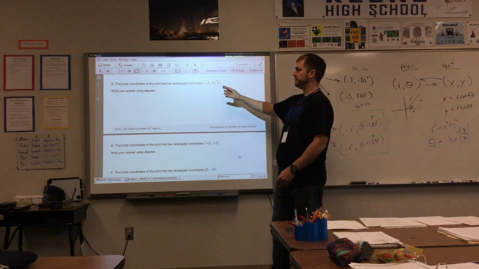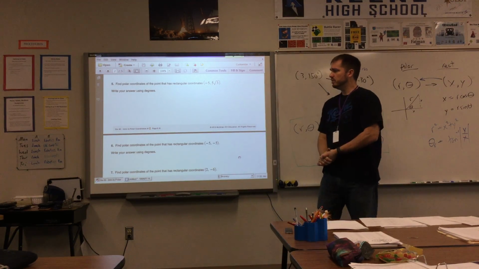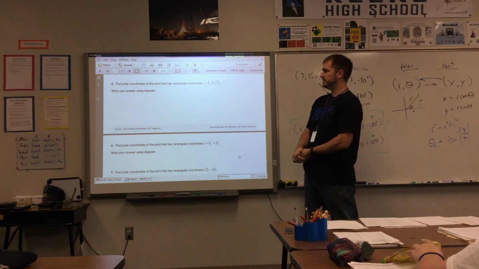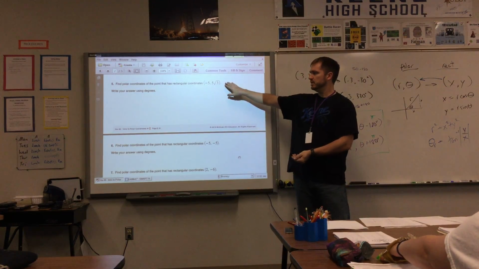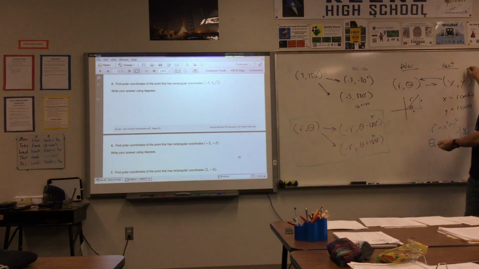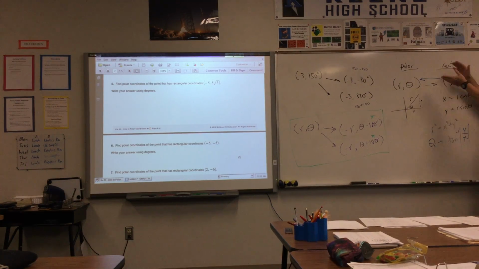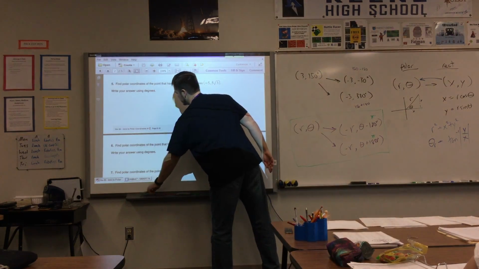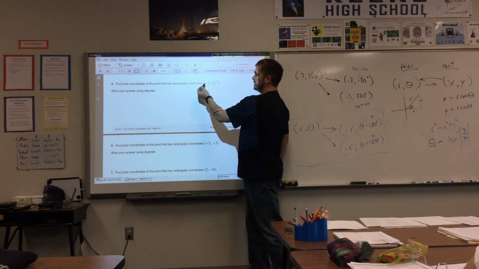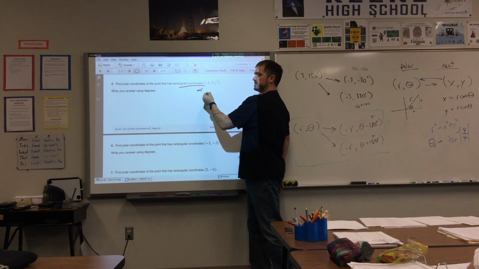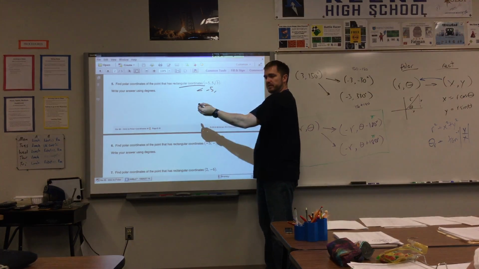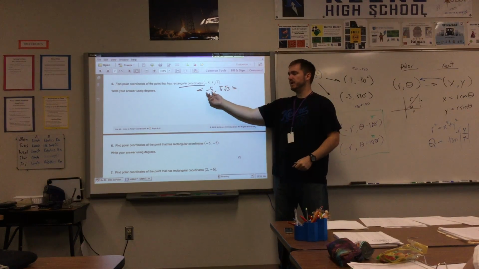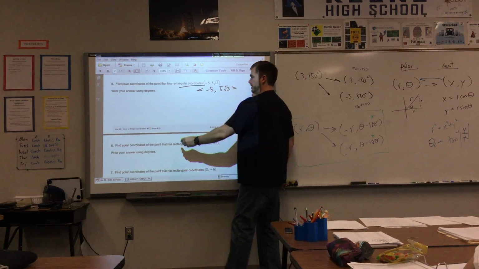Let's look at number 5. Find the polar coordinate of the point that has rectangular coordinates negative 5 comma 5 root 3. So notice that resembles the rectangular to polar. I recommend, to make sure you get it right every single time, just draw a simple picture. Since this is rectangular coordinates, you can think of this as a vector with negative 5 for the x component and 5 root 3 for the y component.